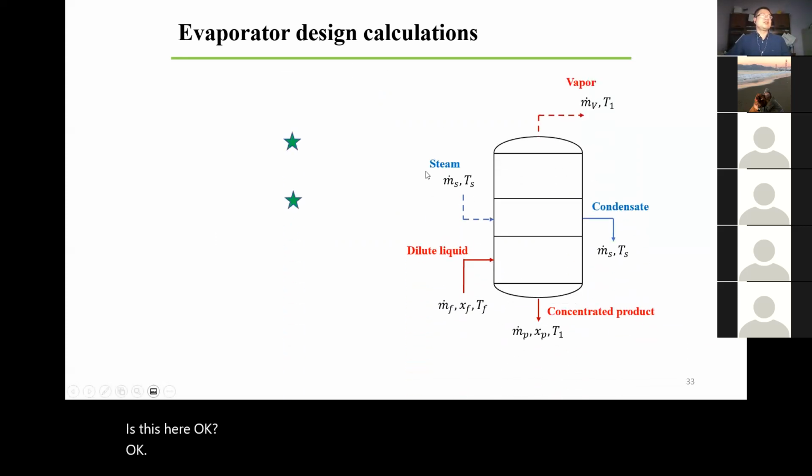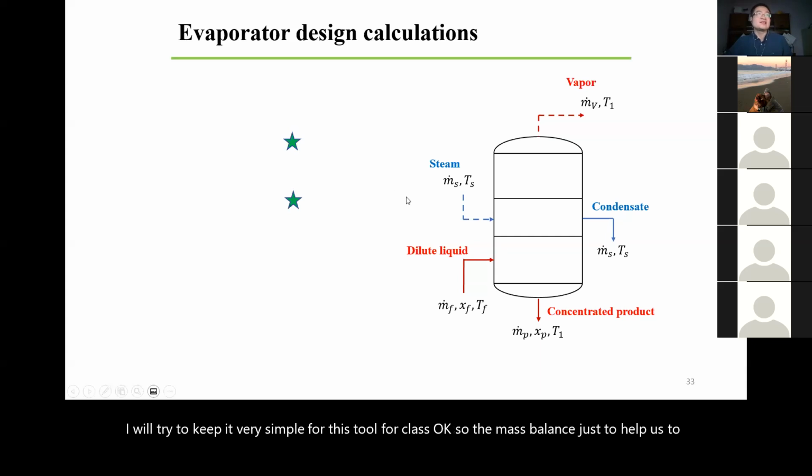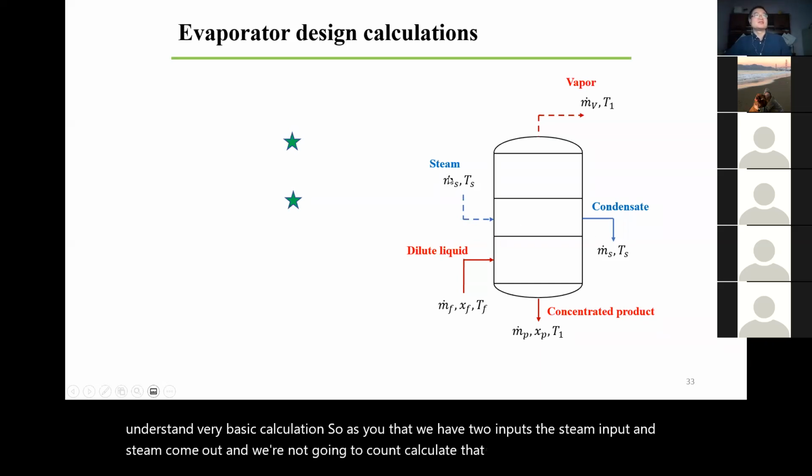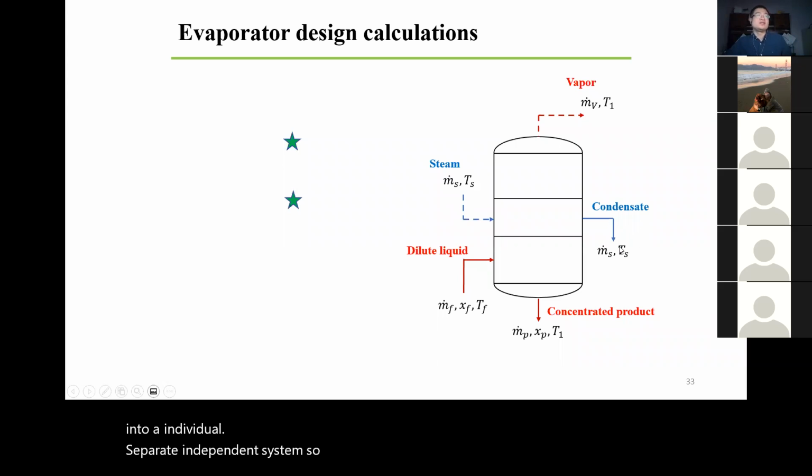So we'll do a little bit of the mass balance. I will try to keep it very simple for this 204 class. The mass balance helps us understand a very basic calculation. As you know, we have two steam streams, steam input and steam coming out, and we are not going to calculate that, because the steam goes into an individual, separate, independent system, so it doesn't interfere with the food.